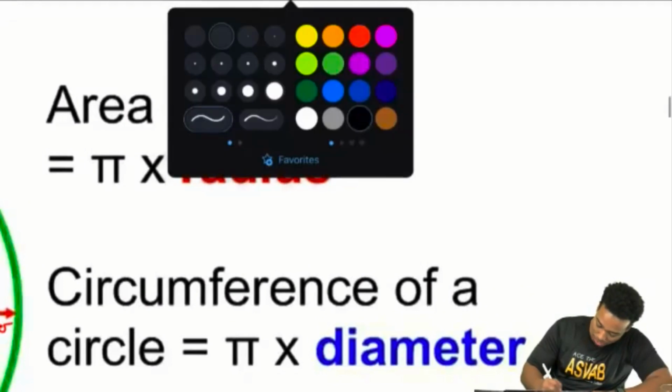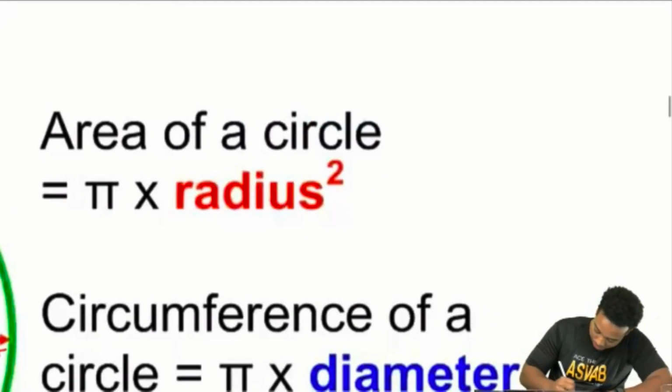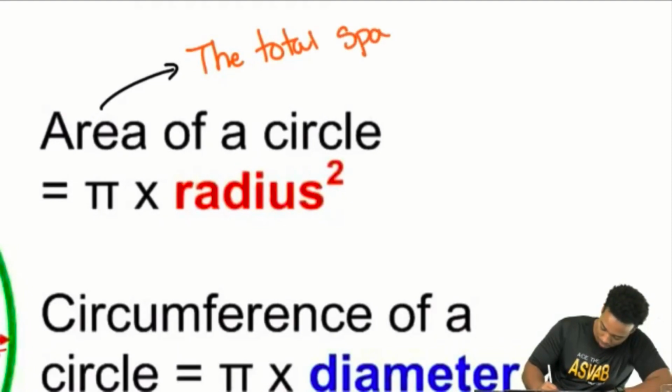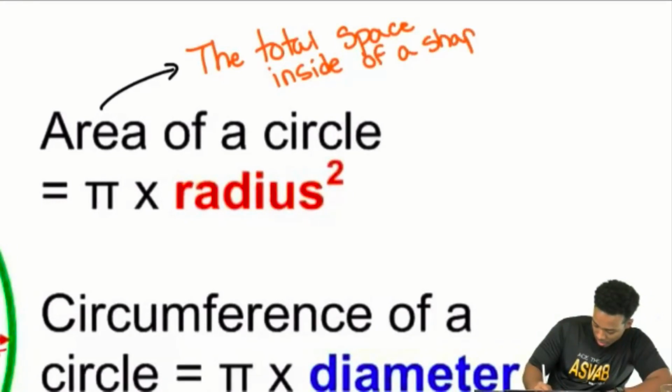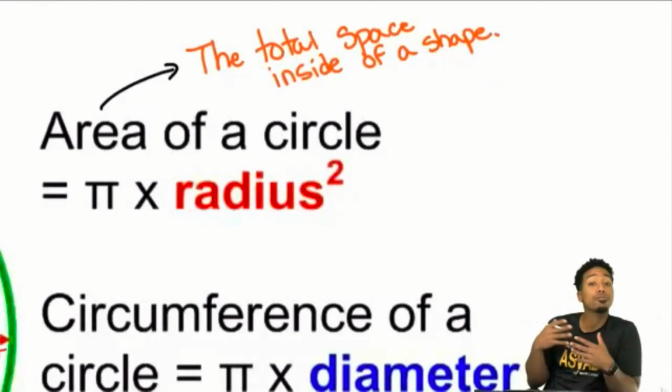is, again, let me just write this with regular font. It is the space inside of the shape. The total space inside of a shape. All right. The total space inside of a shape. That's all it is. And there's just a formula to get there.